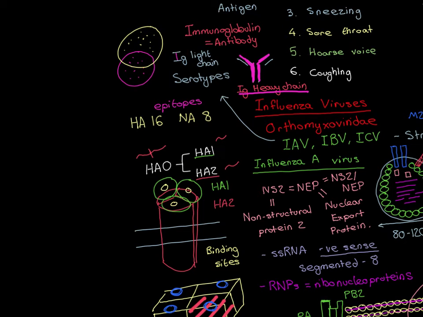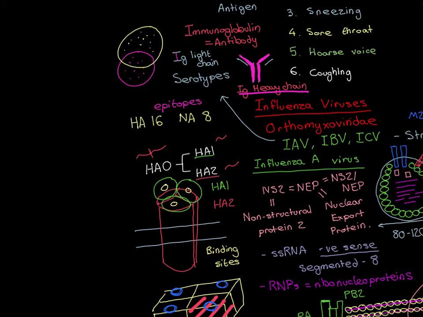So this is what the H and N of the influenza strains refers to. It means that every single influenza A virus strain can be given a serotype. And the way that we name them, therefore, is we just put H, and then we put a number, and then we put N, and then a number.